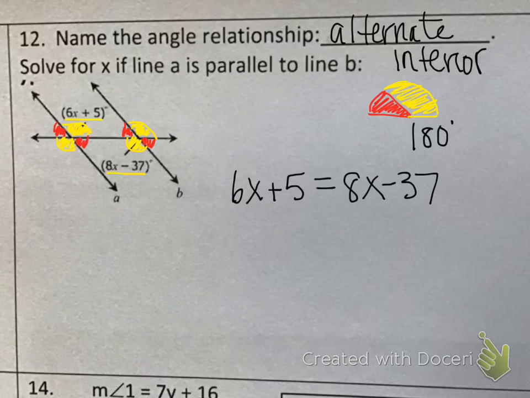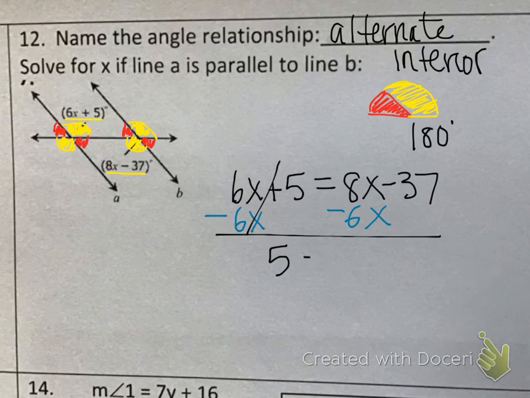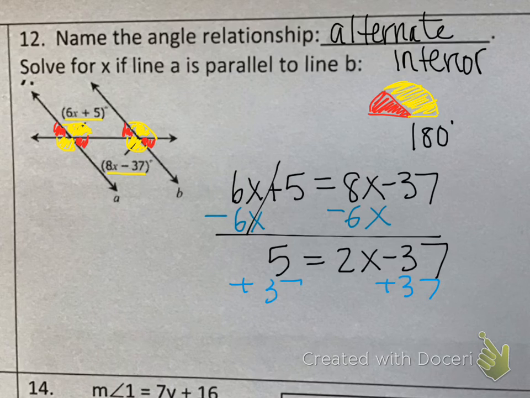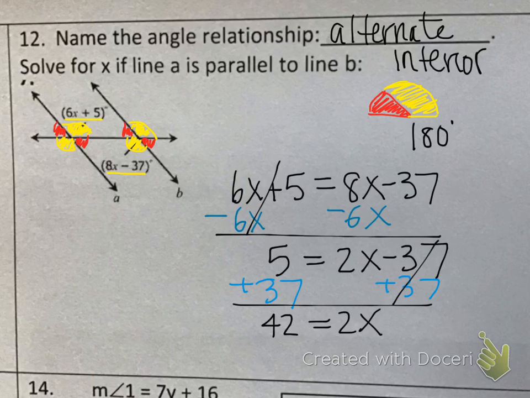So in order to solve this, I'm going to move the x's to the right by subtracting 6x from both sides. So I'm left with 5 is equal to 2x minus 37. Next, I'm going to move the constants to the left, so add 37 to both sides. So I have 42 is equal to 2x. And lastly, if I divide by 2, I get x is 21.